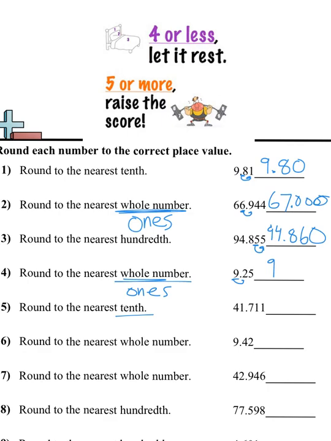In number 5, round to the nearest tenth. The 7 is in the tenths place. The neighbor is a 1, which means the 7 will round down or stay the same. So we have 41 and 7 tenths.